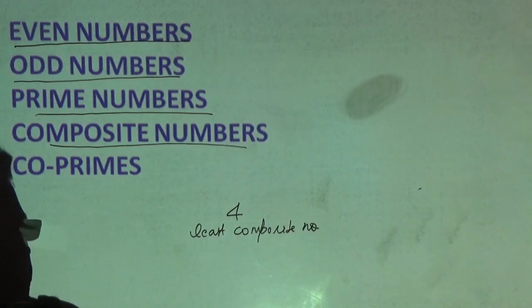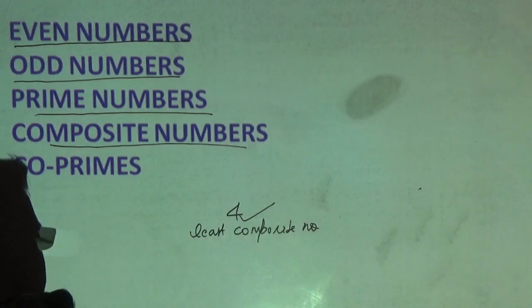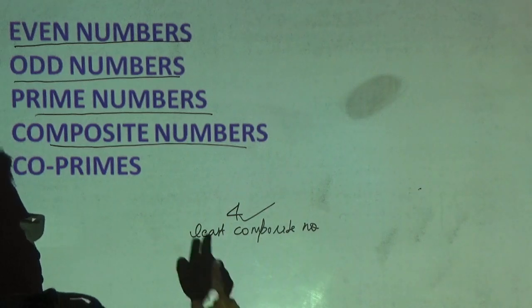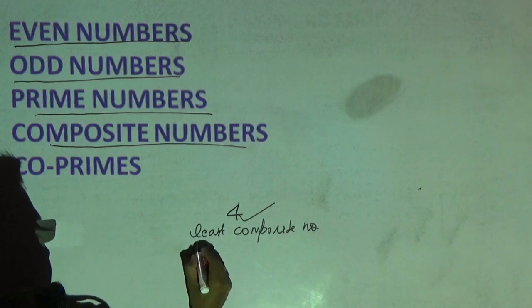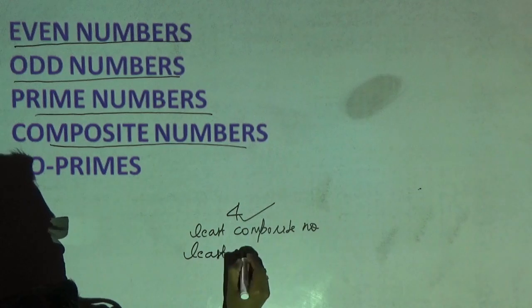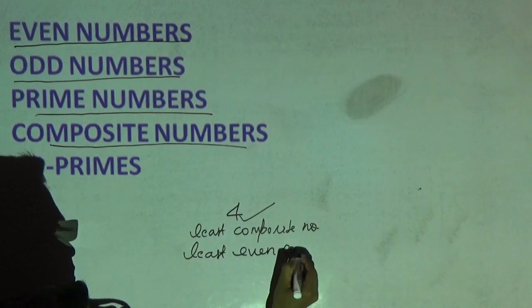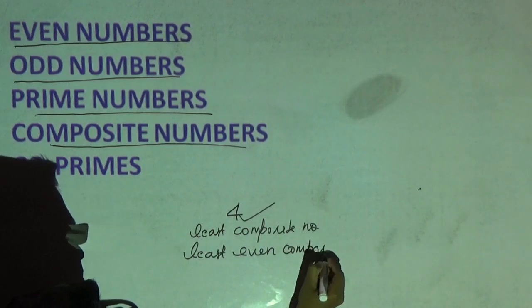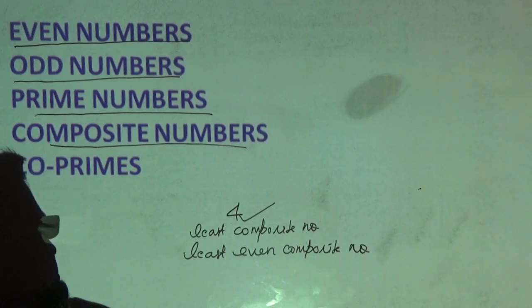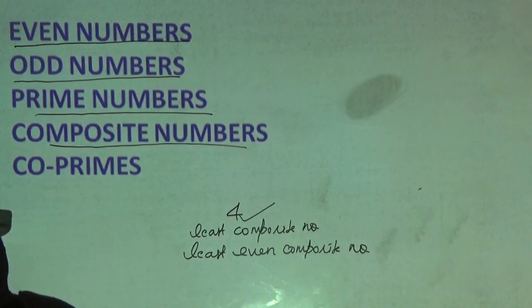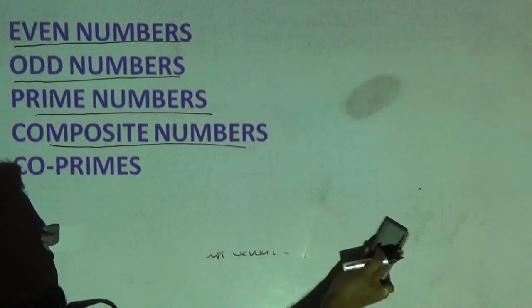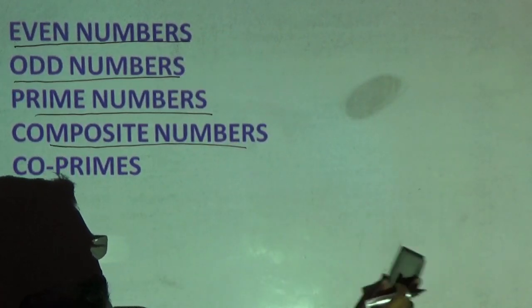They may ask you, which is the least even composite number? 4 is the least even composite number. Which is the least composite number? 4. Which is the least even composite number? Then also the answer should be 4 only. The least even composite number is also 4.